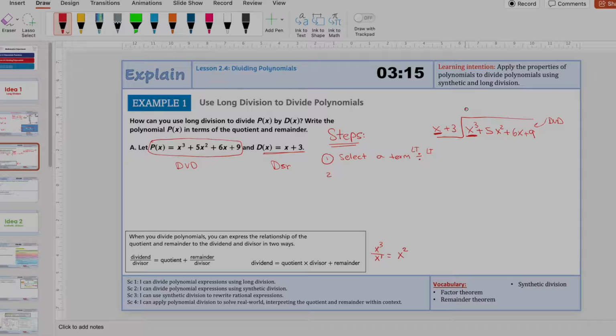This answer, put it up, and put your answer where? In the quotient, up. Always you put the answers on top, okay? Step 2 is to multiply. What do you multiply?